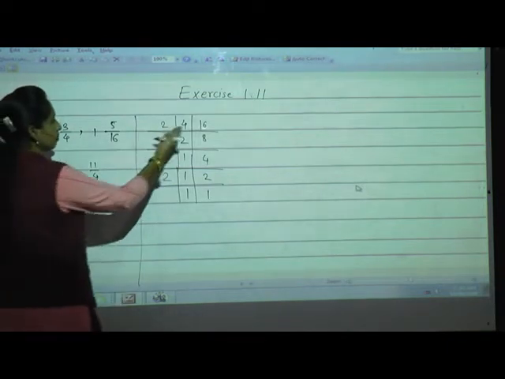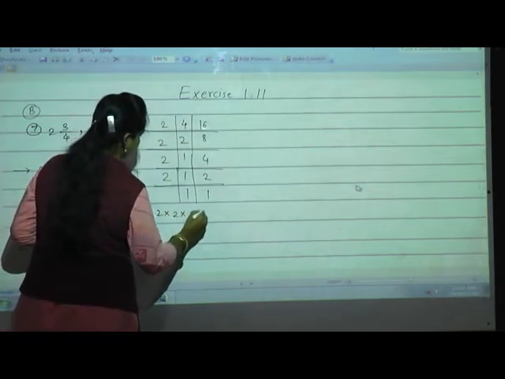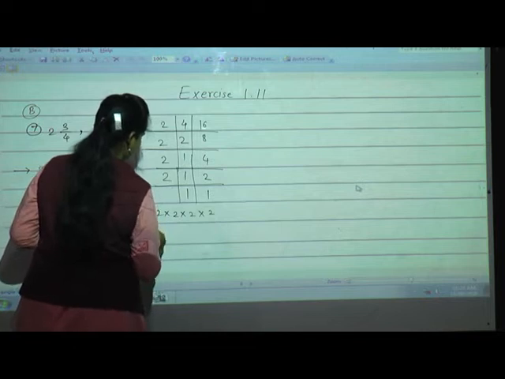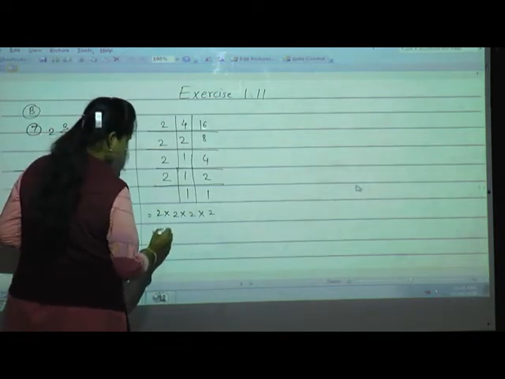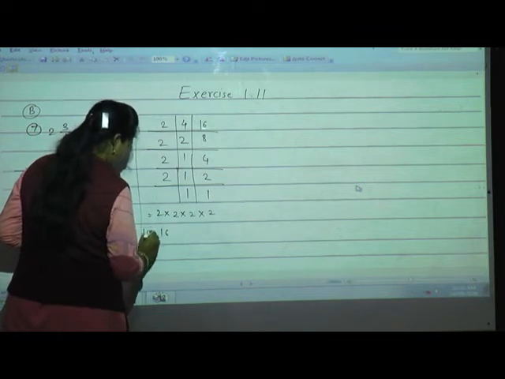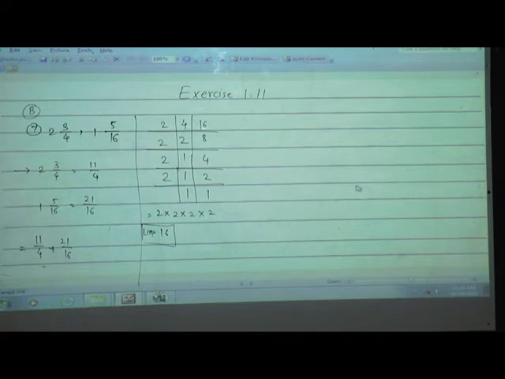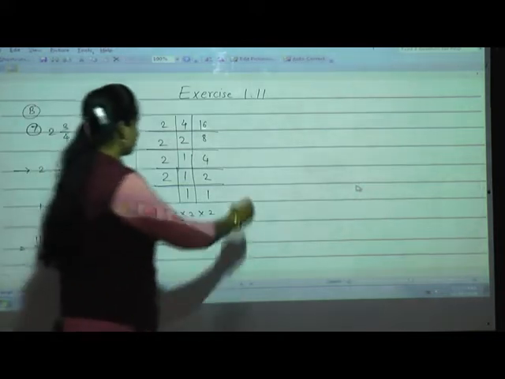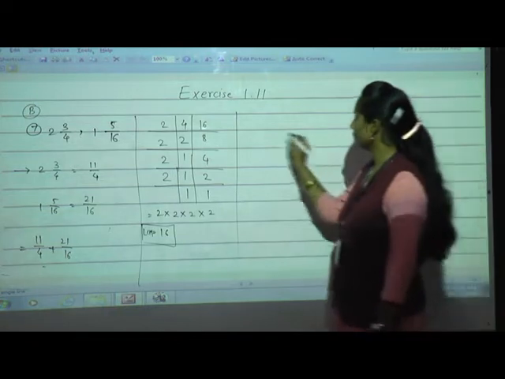Now what are the multiples of 4 and 16? 2 multiplied by 2 multiplied by 2 multiplied by 2. So the answer is 2 2s are 4, 4 2s are 8, 8 2s are 16. So the LCM is what? 16 of the two numbers, 4 and 16. Now we got 16, isn't it? Now see, the next step is, take the number 11 upon 4.